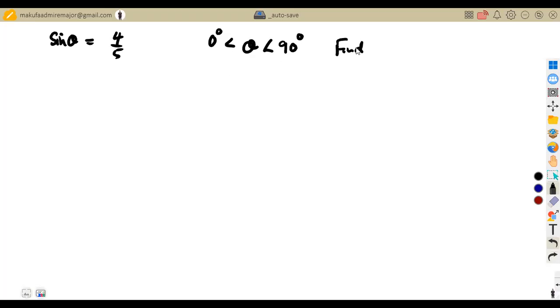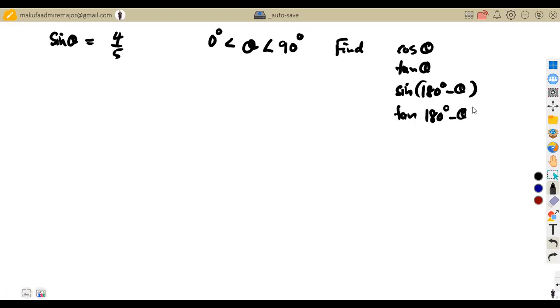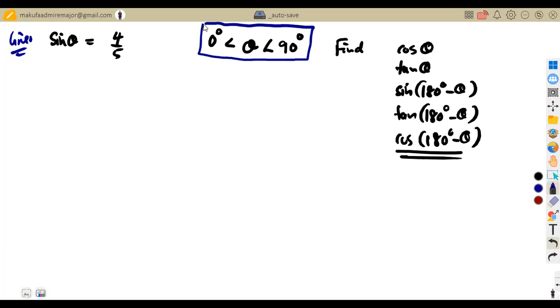Find, you are now asked to find the cosine of theta, the tan of theta, the sine of 180 degrees minus theta, the tan of 180 degrees minus theta, the cosine of 180 degrees minus theta from the given information. All right. So the first thing is, we are told that the theta that we are referring to is an angle that is greater than 0, but less than 90.